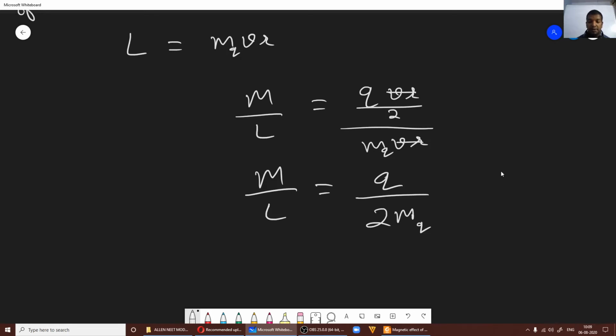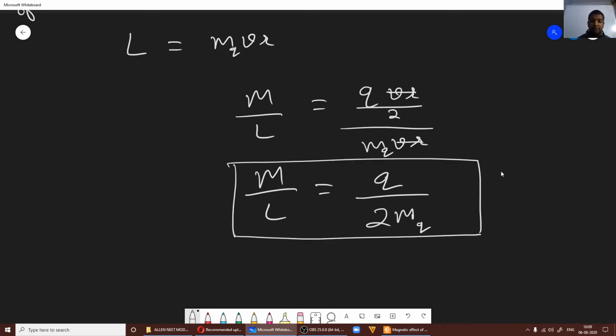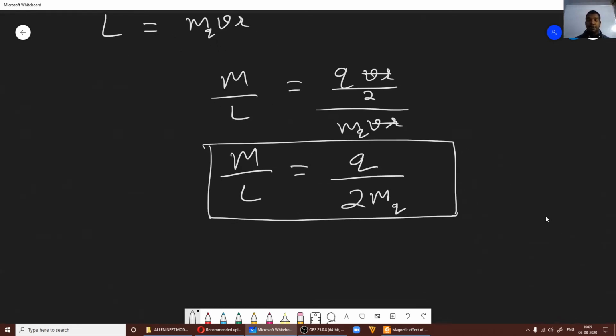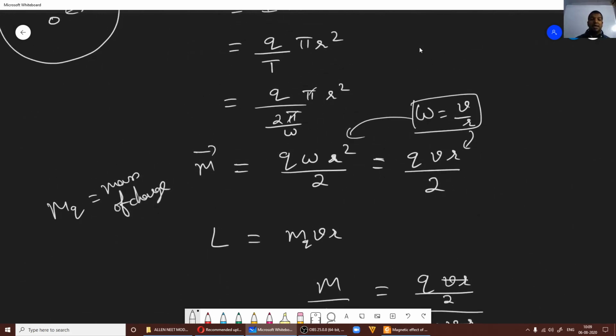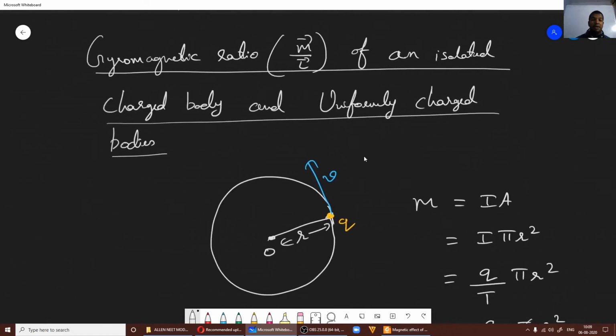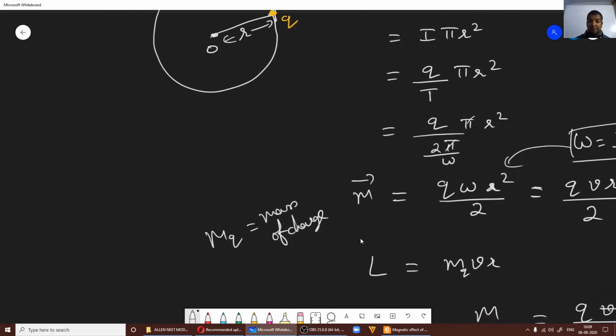Okay, q divided by 2m, right? So the ratio of magnetic moment to the angular momentum is given by q by 2m. Fine. Now let us consider an example of a uniformly charged body. It is a uniformly charged body which is rotating or revolving, and due to this rotation or revolution of the body, you will see that the charges are in motion with respect to some reference.